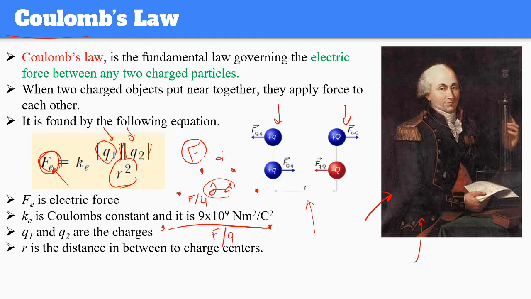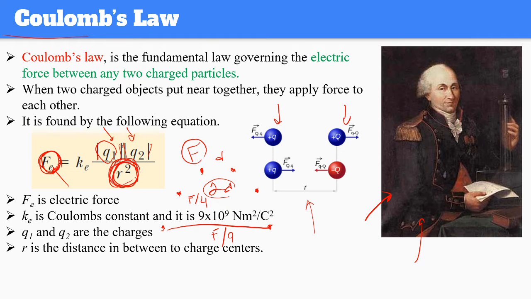Then he was able to put that relationship as the square relationship, but it is inverse square because as distance increases, force decreases. So it's going to be underneath.